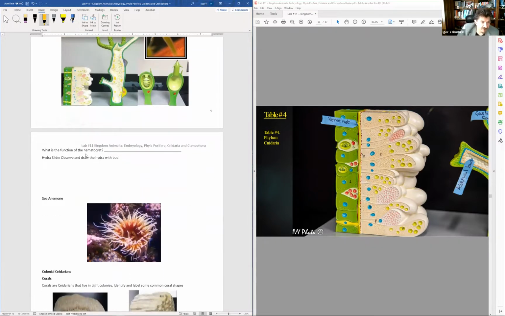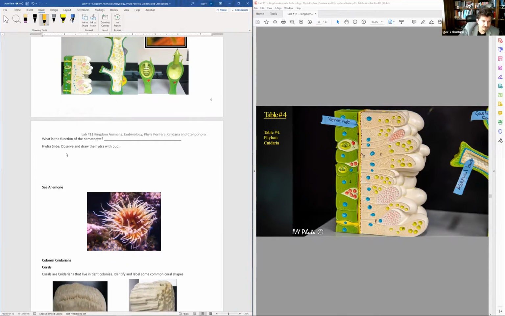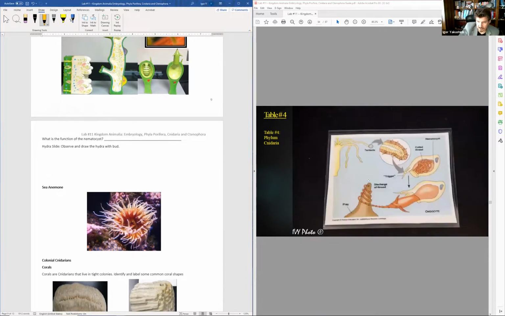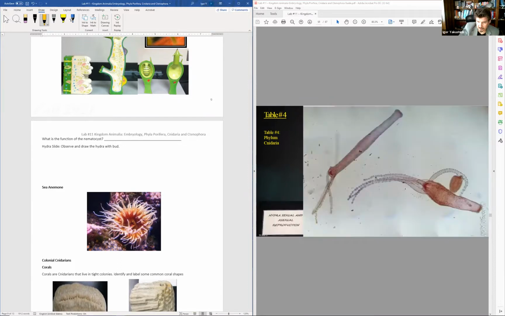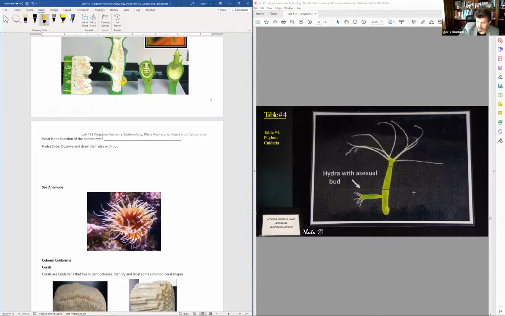What is the function of the nematocyst? Actually, two. To hunt, to kill the prey, and to fend off any enemies. So protection and attack. Hydra slide. Here's the slide which you will see. So here's a hydra. Here's another hydra. You can clearly see tentacles, and on that one you can see a bud, an asexual bud.